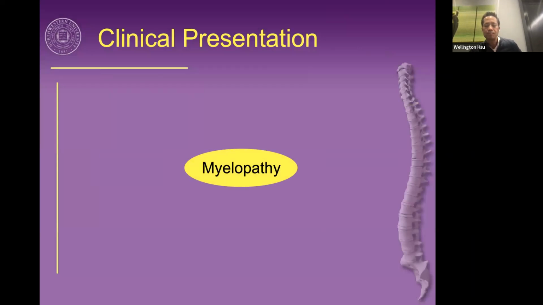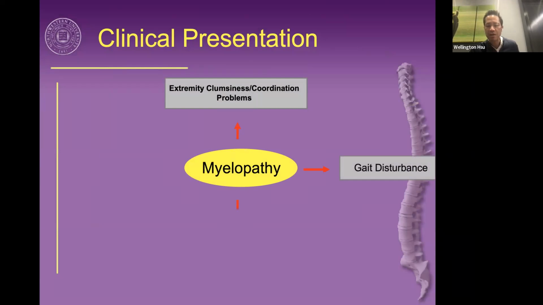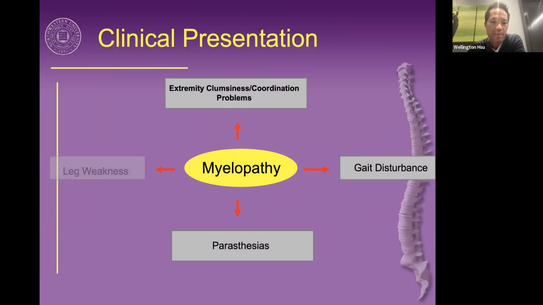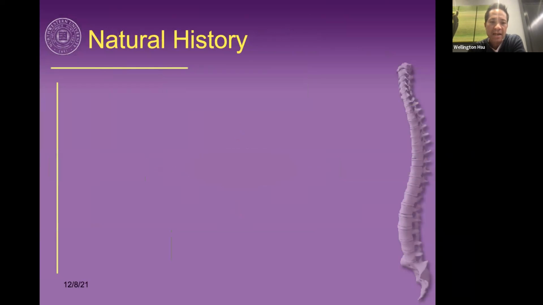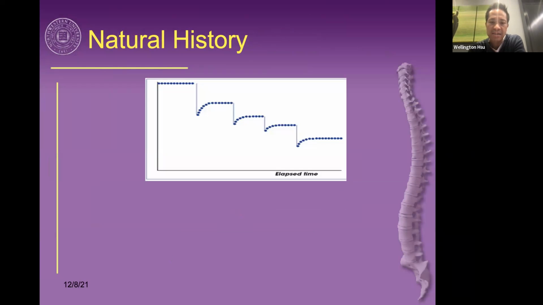Okay, quick mention about myelopathy. These are the symptoms of myelopathy that I don't need to go over with this group. The natural history of this phenomenon is that it's a stepwise decline.